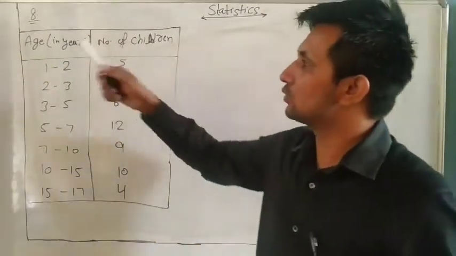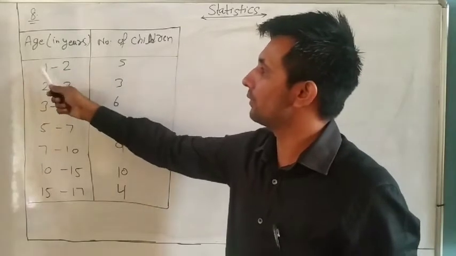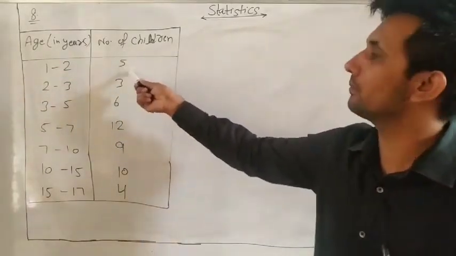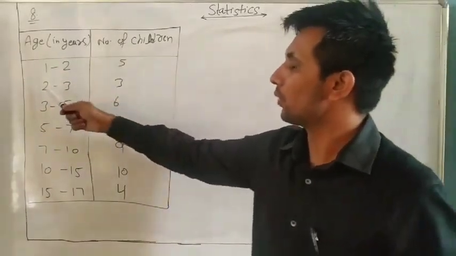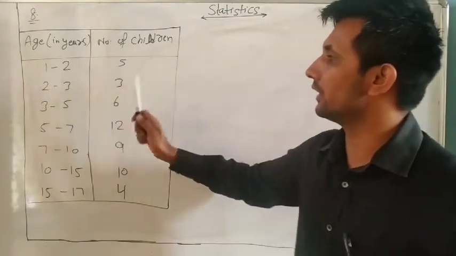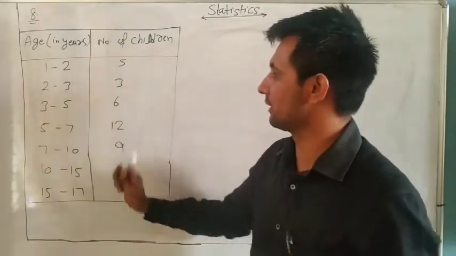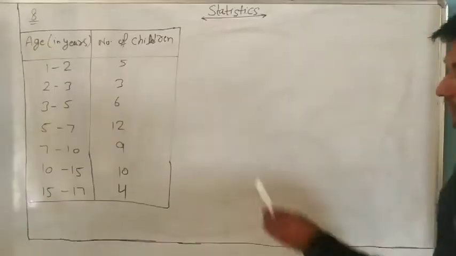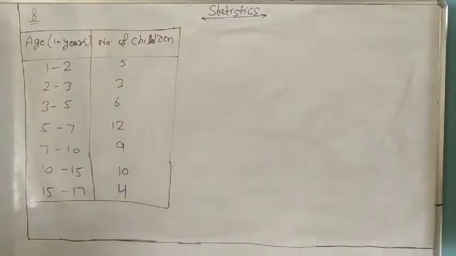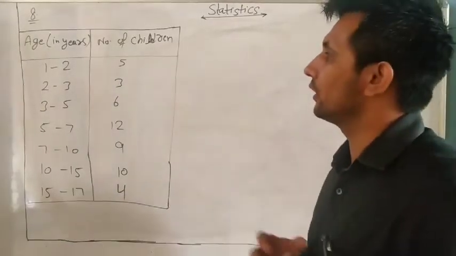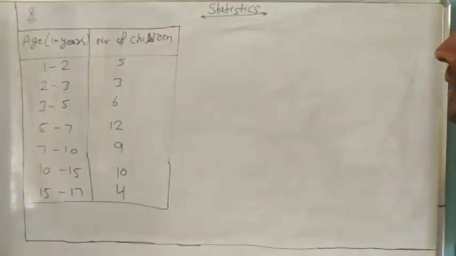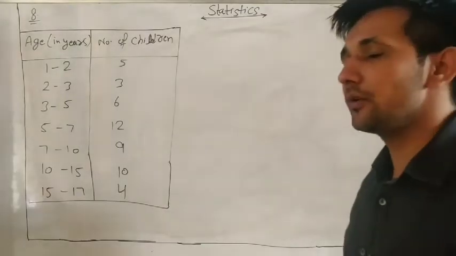The children whose age is between 1 to 2, how many children are playing in the park? 5. Whose age is between 2 to 3? 3. 3 to 5? 6. 5 to 7? 12. And this one, we have to represent in a histogram. But we know if we want to represent in a histogram, we need continuous intervals.